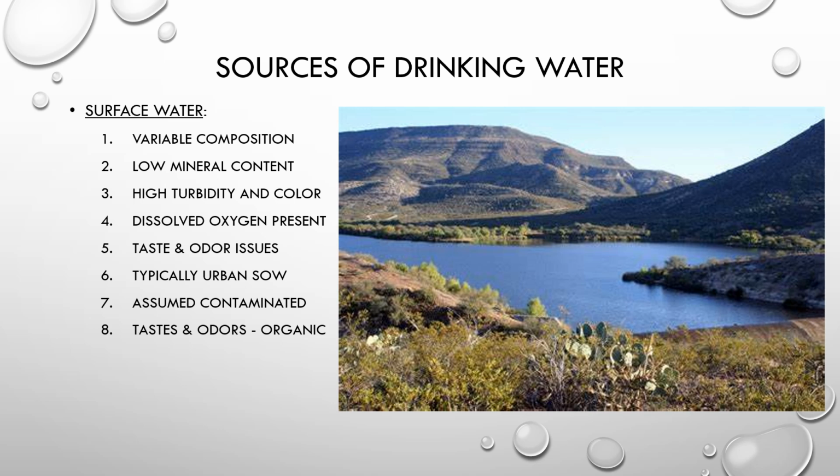So, the water characteristics of surface water would be defined as a variable composition. As water is used for runoff, it's collecting anything and everything that was on the surface of the ground and taking that to a water source. You're typically going to have a low mineral content, but you'll have high turbidity and color, like I said, as it's collecting everything as it travels to the water source.